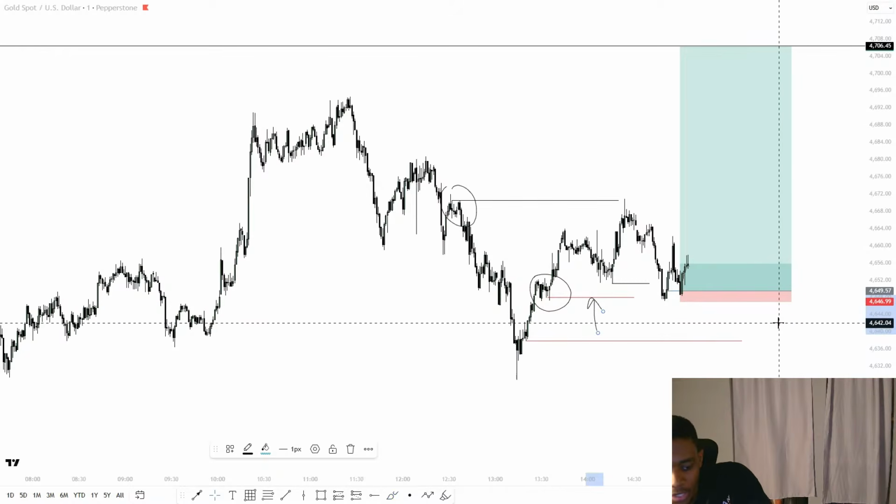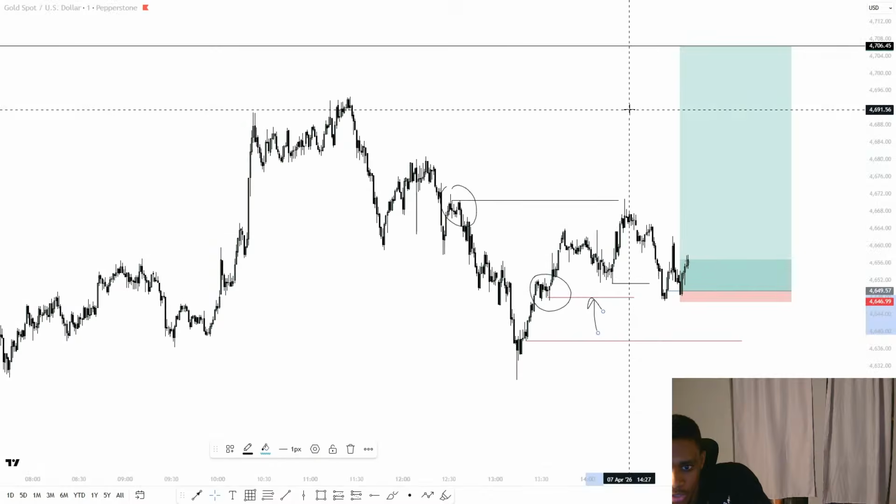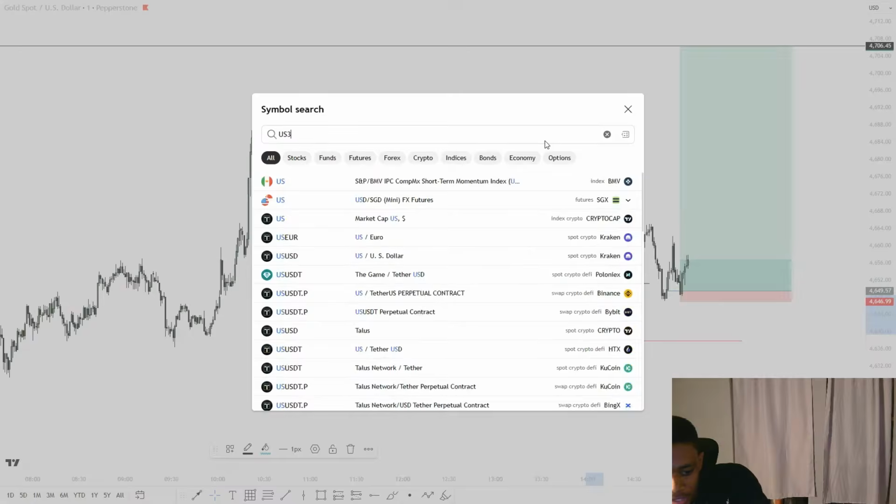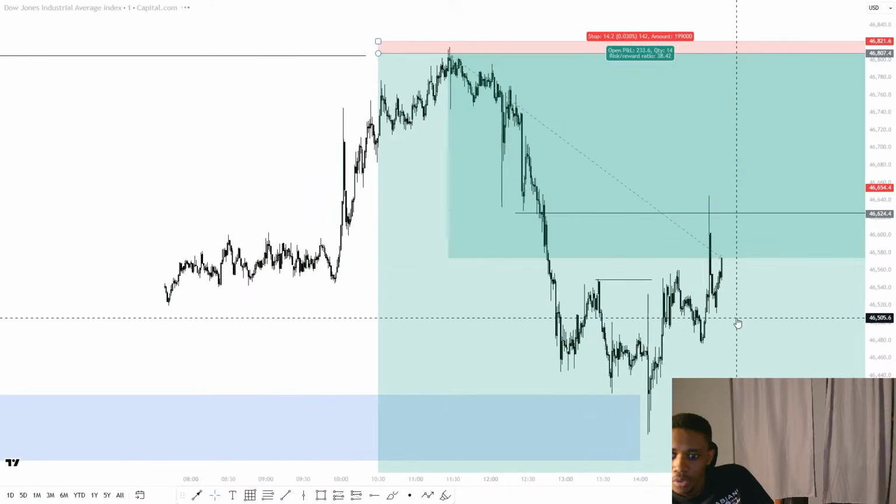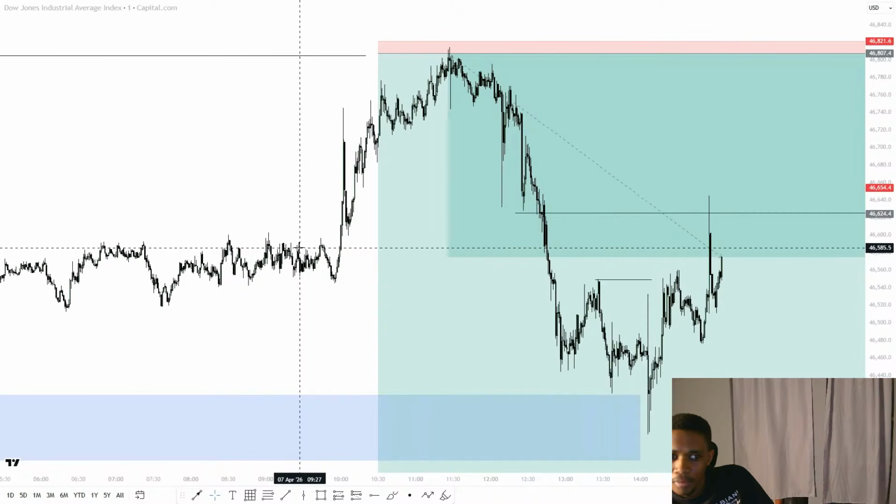But so long, I don't like looking at the market when I'm trading, guys. So we'll just go to the USDT setup.